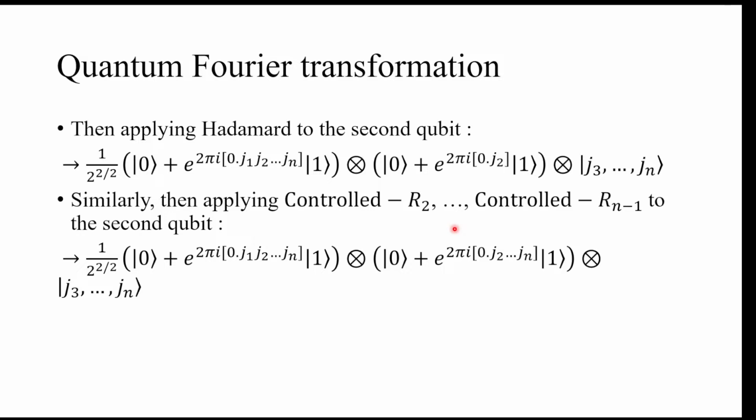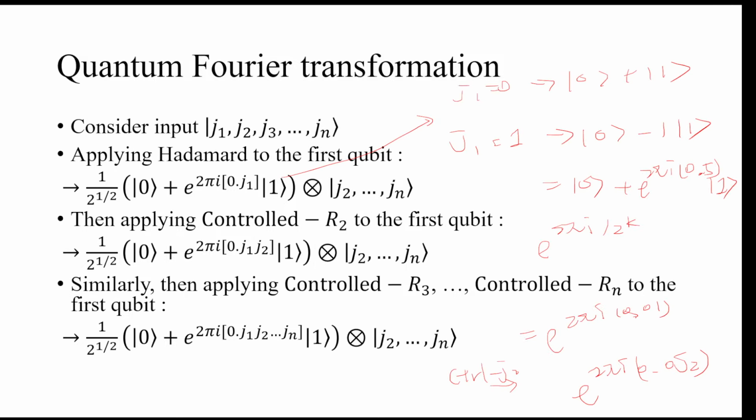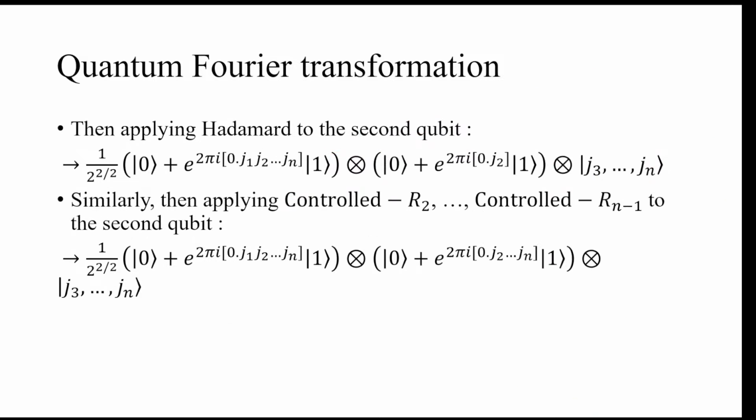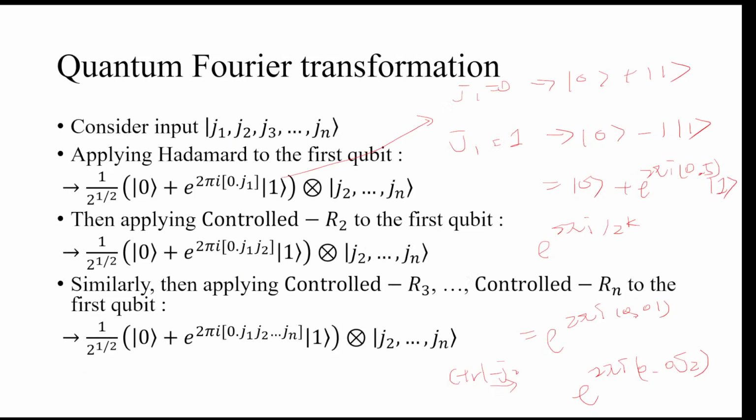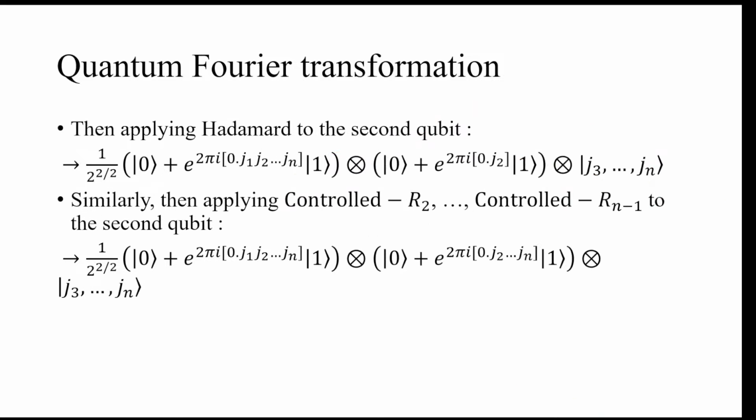And I guess here we can say that after you do this, the 2 to n qubits do not depend on j1.